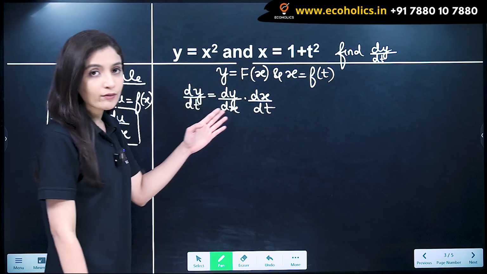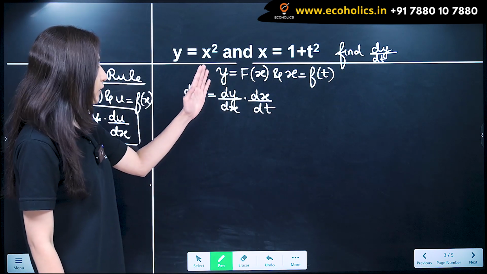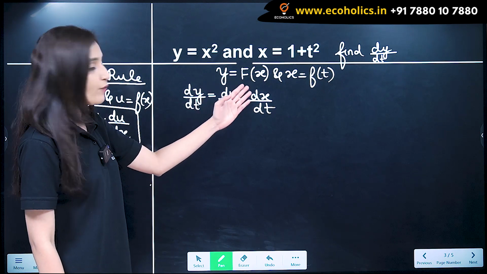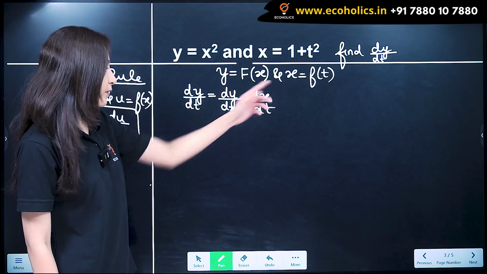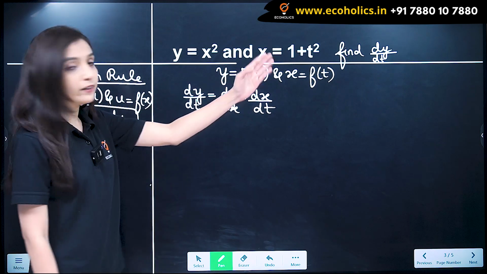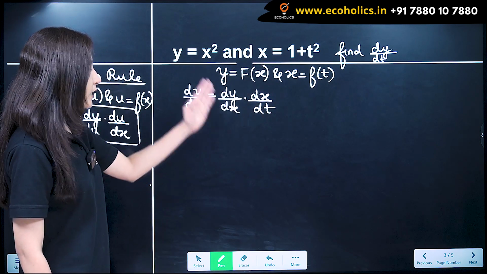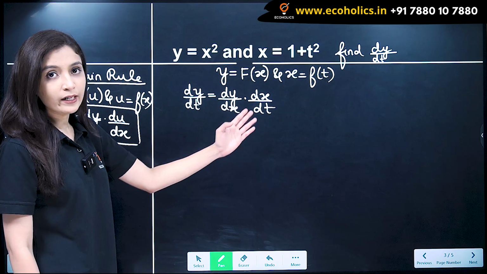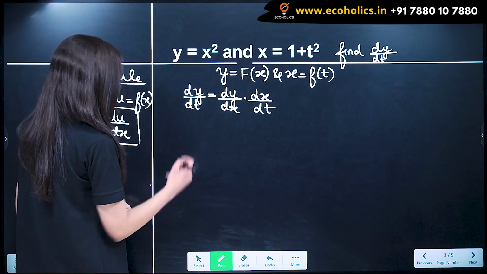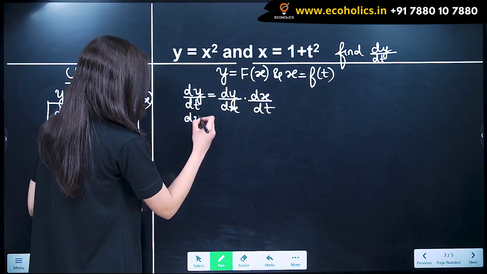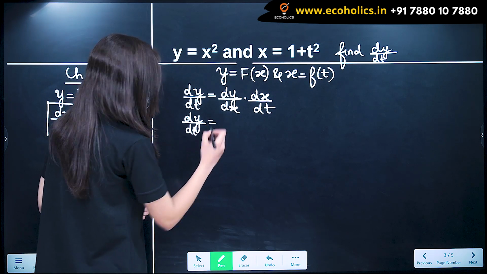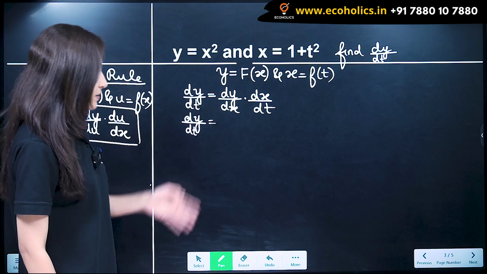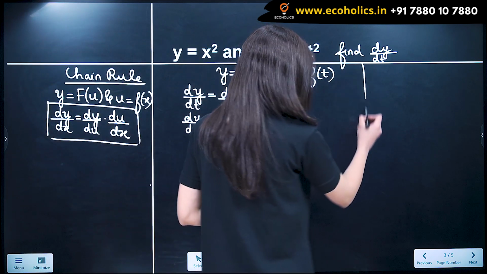So why do we have this? This is because we have y which is a function of x and x which is a function of t, and we need to find dy by dt. So we have dy by dx into dx by dt. So let's just find this. We have dy by dt as, now dy by dx, I'll solve this over here.